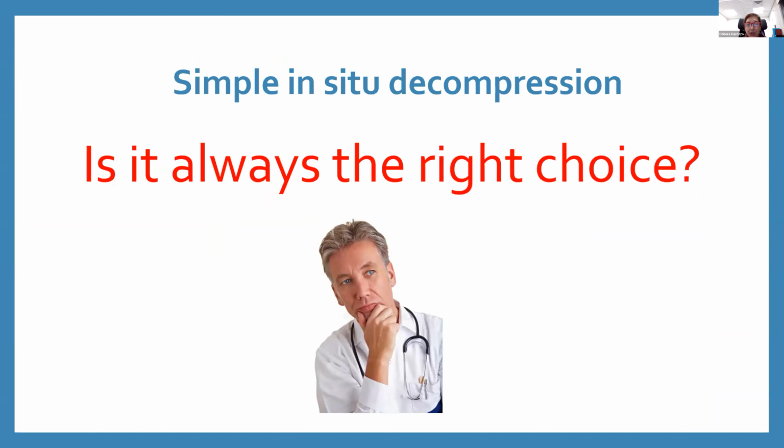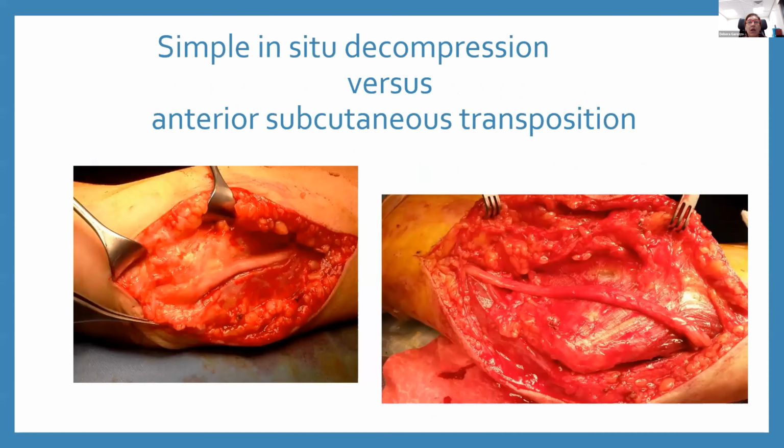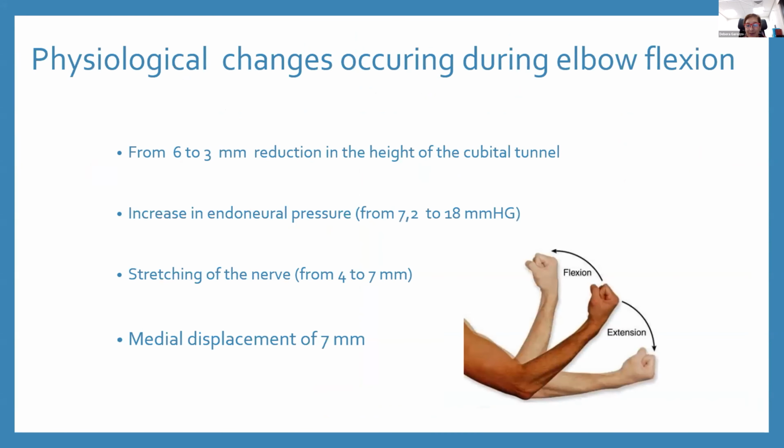But my question to you is, are we sure that simple in situ decompression is always the right choice? As we know, one of the main factors that affect surgical outcome is the correct indication for surgery and the kind of strategy that you apply. So in trying to advocate which technique might be the best when we compare simple in situ decompression versus anterior subcutaneous transposition, I'm going to talk again about something already mentioned before, which are the physiological changes occurring during elbow flexion.